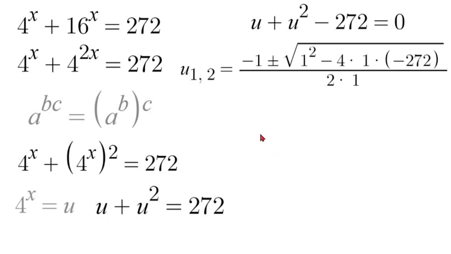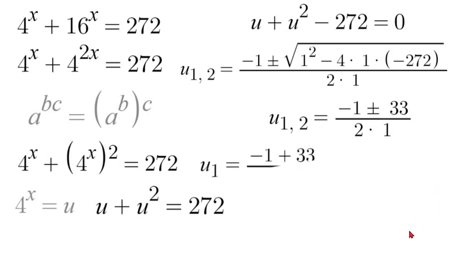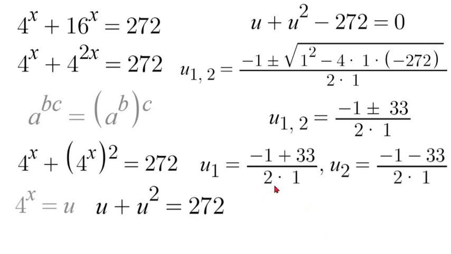Now that we have it in this form, we can apply the quadratic formula. And if you're unfamiliar with how to use the quadratic formula, I have a video posted on it, so please check that out if you need help. But we would plug in our a and our b and our c values, and it would look like this, and then we would end up with negative 1 plus or minus 33 over 2 times 1, which, because of the plus or minus, we would end up with two different answers: negative 1 plus 33 over 2, or negative 1 minus 33 over 2.